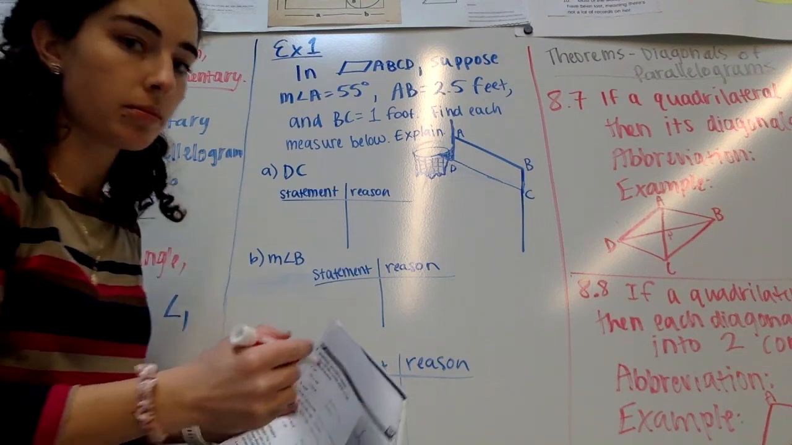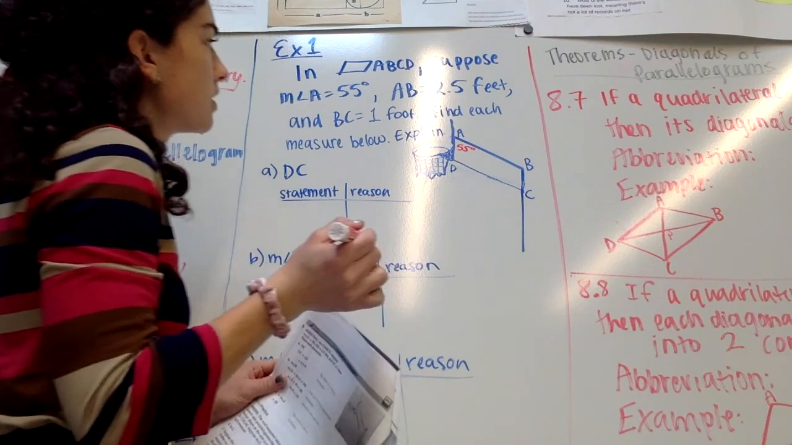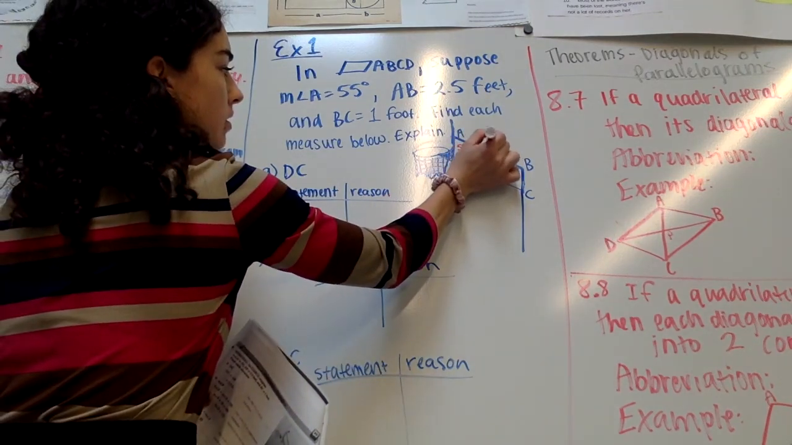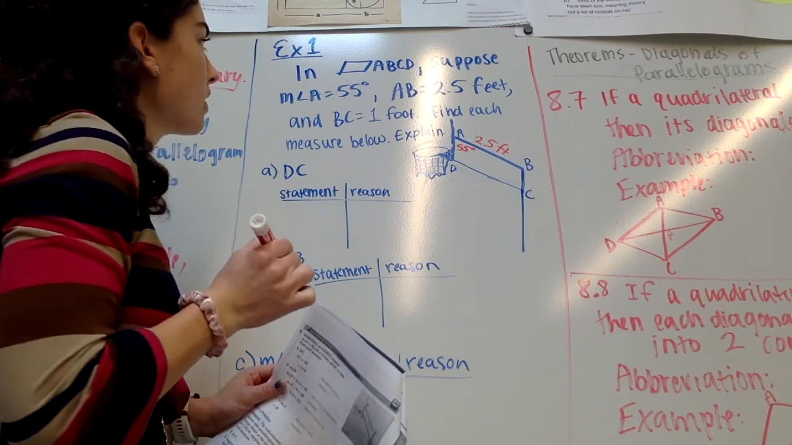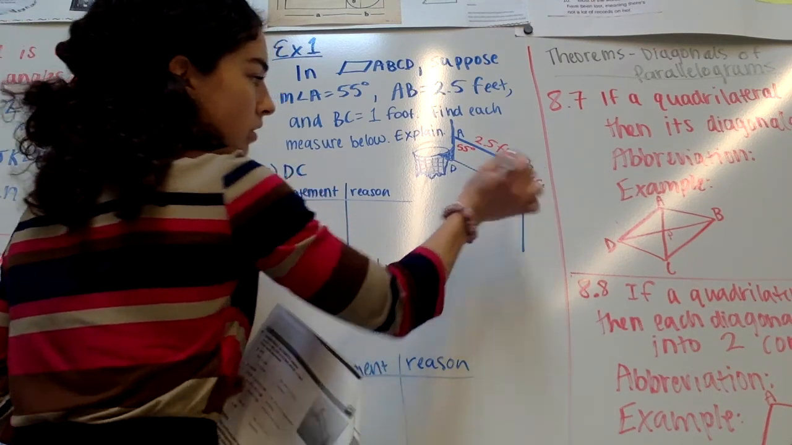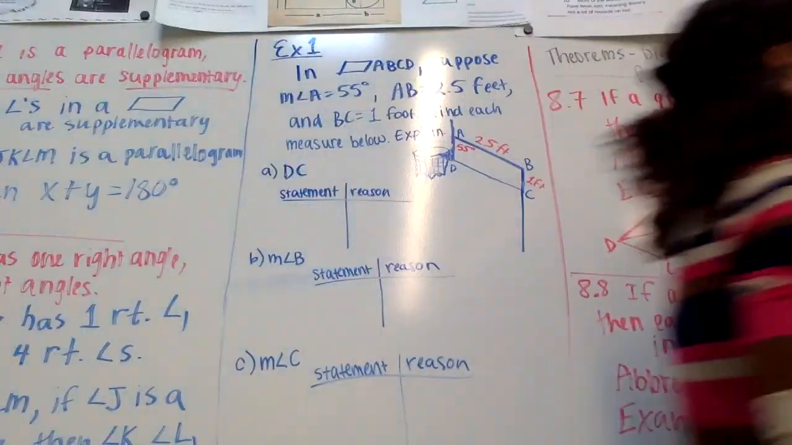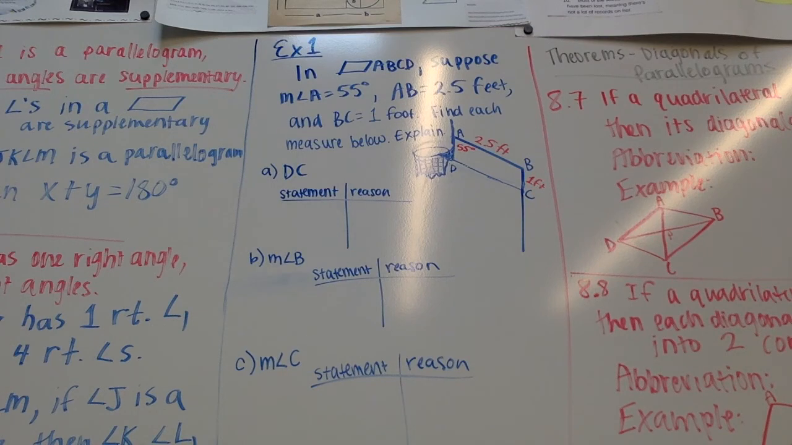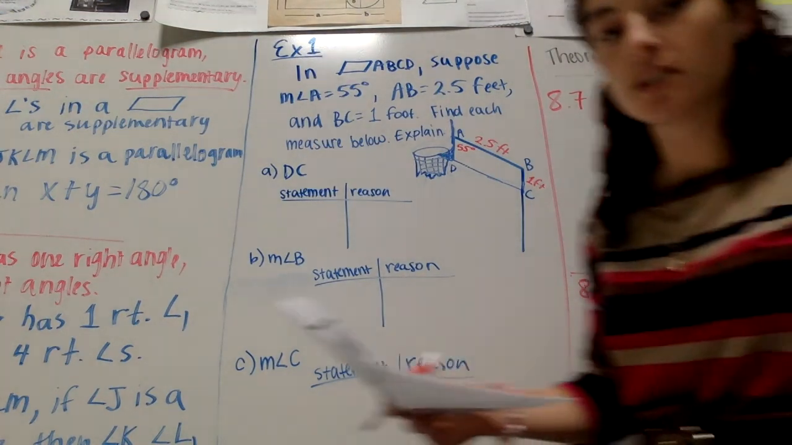I'm also going to mark up what I know. This angle is 55 degrees. That's 2.5 feet, and BC is 1 foot, okay? So we need to find DC.